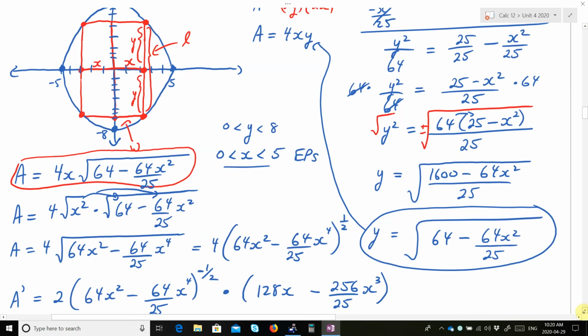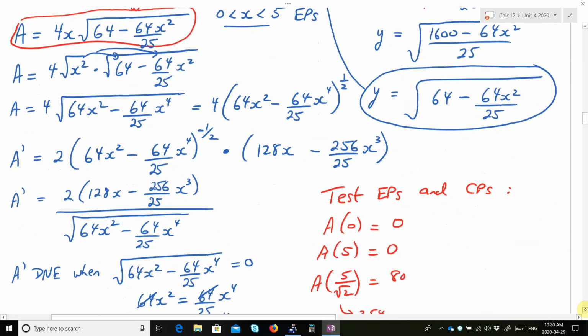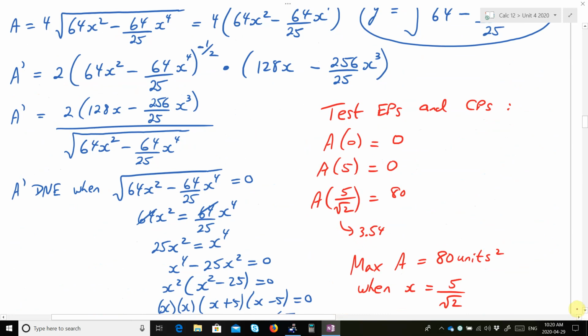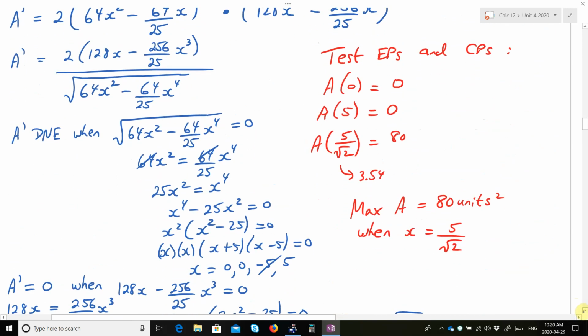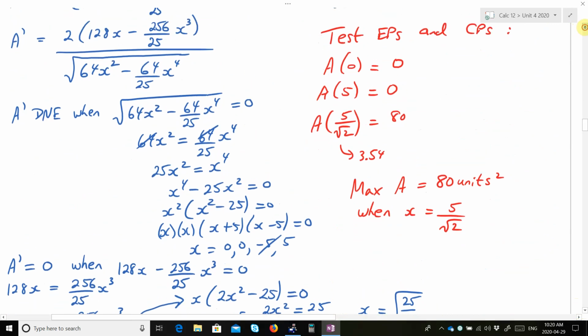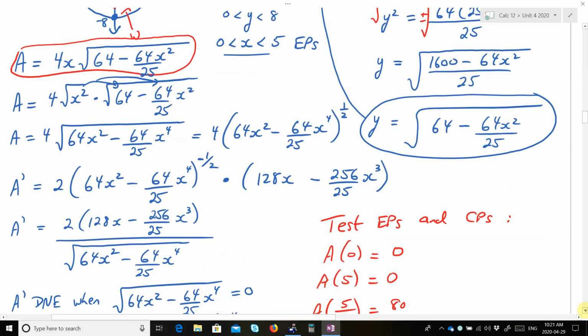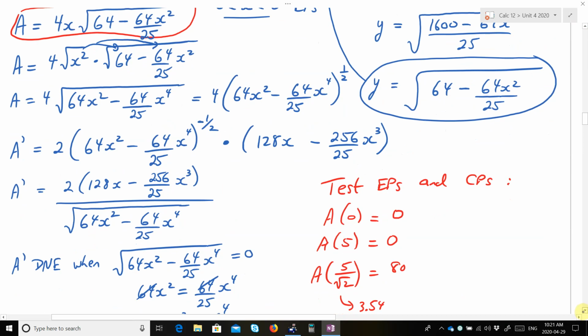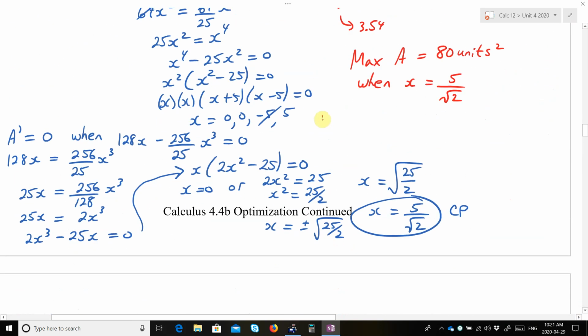We could figure out the y as well. Y is the square root of 64 minus 64x squared over 25. So we'd have to go 5 over root 2 squared over 25.